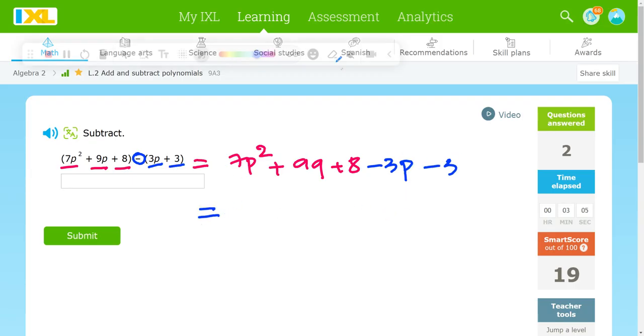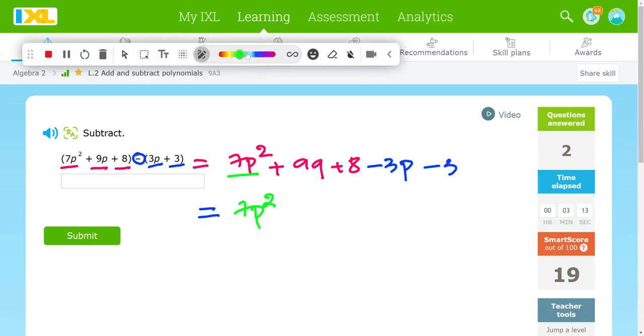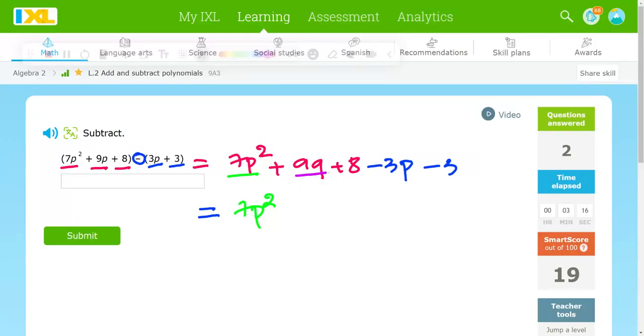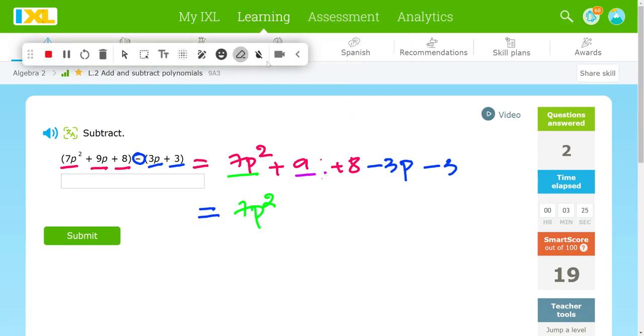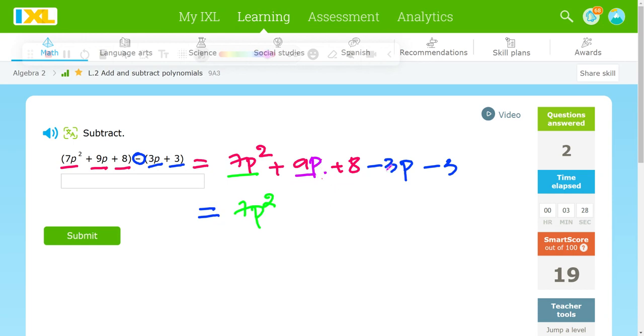Now you combine like terms. 7p squared is the only p squared, so you cannot combine it with anything. Now you have 9p, not q, p, so let me rewrite it. 9p subtract 3p: 9 subtract 3 is 6, so I put 6p. Then the a, and then the negative 3, that's a number 5. That's your answer.